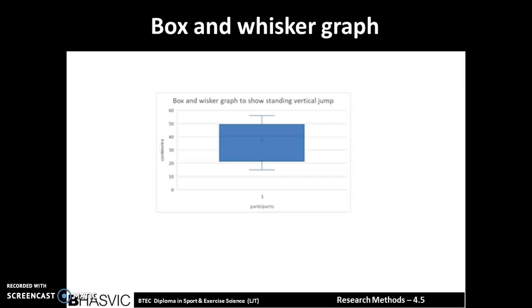So this is a box and whisker graph that shows the vertical jump scores of a performer. Using this, we are able to see the maximum and minimum values. So this is the maximum value that they achieved. This is the minimum one. We can see the mean score, median score, so that's this line here. We're able to see the range in the scores, so that's obviously from the maximum to the minimum. We can see the interquartile range, that is from here to here. So we can see whether it's consistent or not.